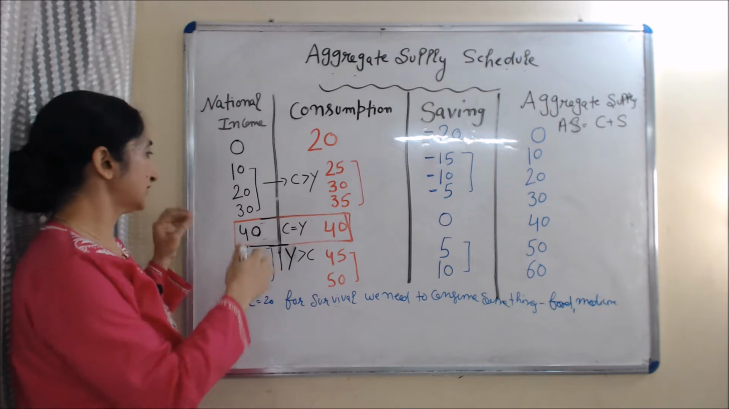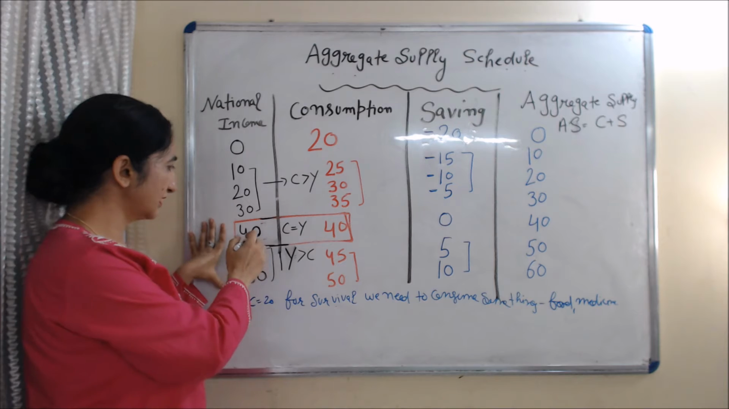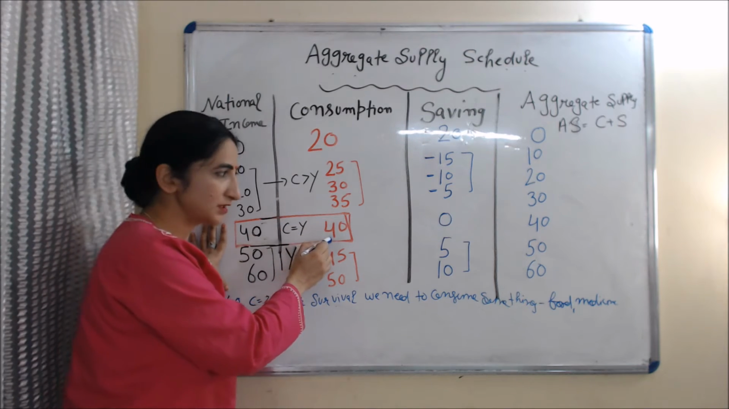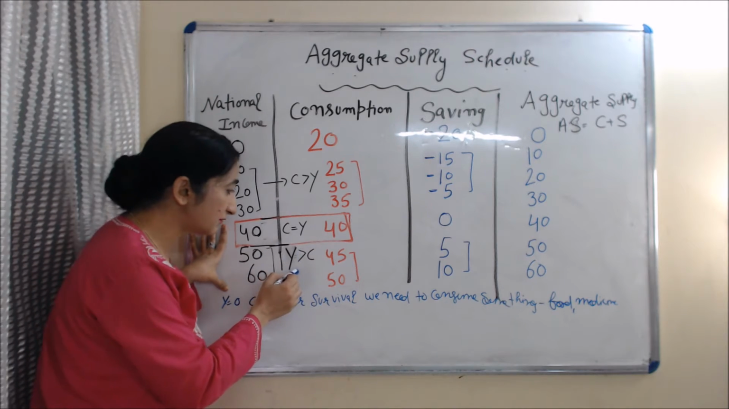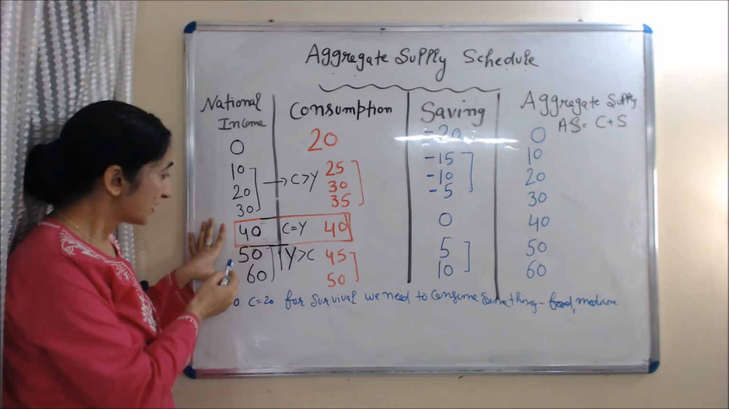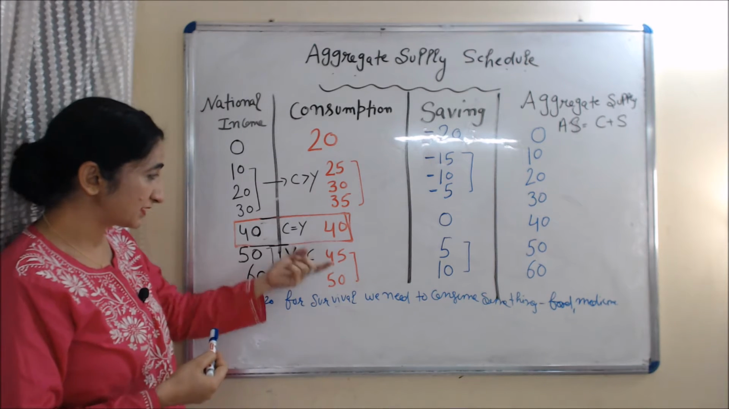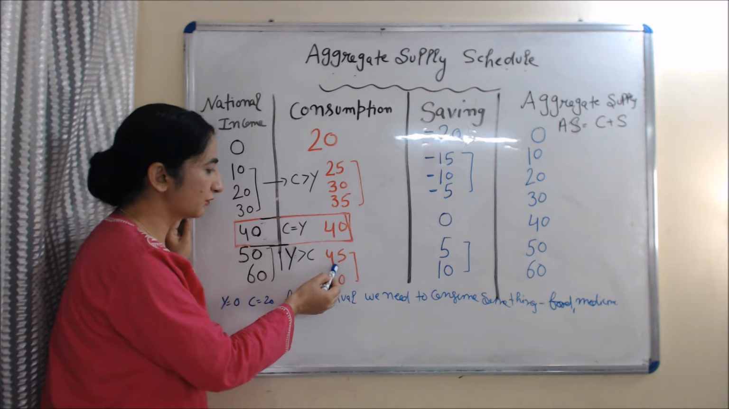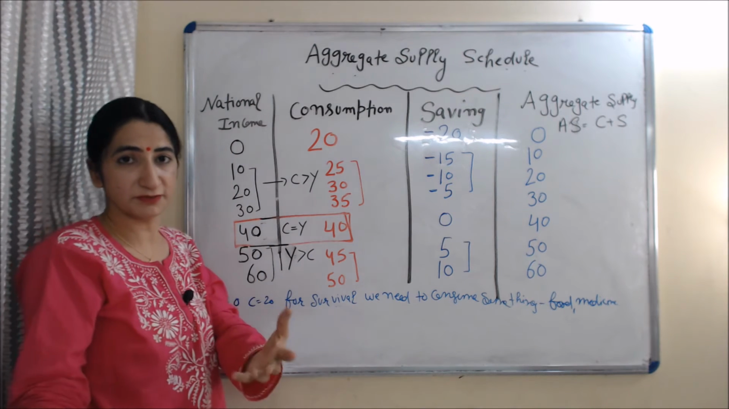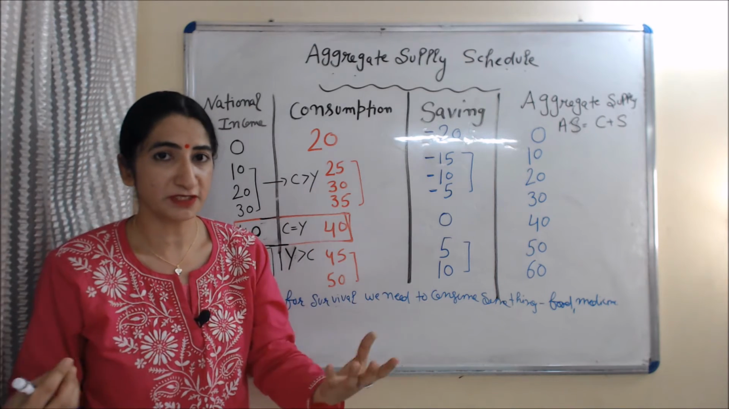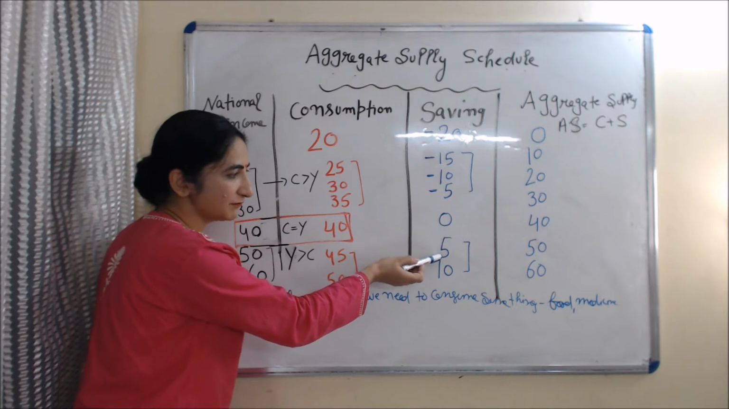After that, our consumption and income will be equal to each other. You can see our income is 40 and consumption is also 40. That's why we have 0 saving. But after this point, our income will be more than consumption. You can see income is rising from 40 to 50, 50 to 60, but consumption is rising only from 40 to 45, 45 to 50. Income is more than our consumption, which means now we can save. That's why our saving is also increasing from 0 to 5, 5 to 10.